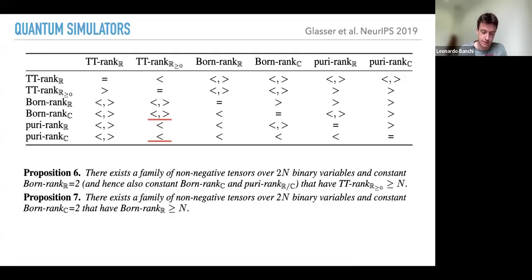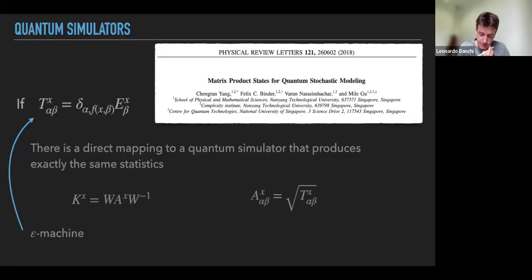And they did show that there are models where one is better than the other and the other way around. But they found that there exists a family of tensors such that the Born rank is 2, while the TT rank is bigger than n. So this means that there are models where the quantum simulators use a very small bond dimension, while the classical simulator has a dimension that grows with this n, which is the number of binary variables. So these are more like existence theorems. As far as I know, it was not clear how to efficiently map one problem to the other. That, as far as I know, was discussed in this paper by Mile's group.